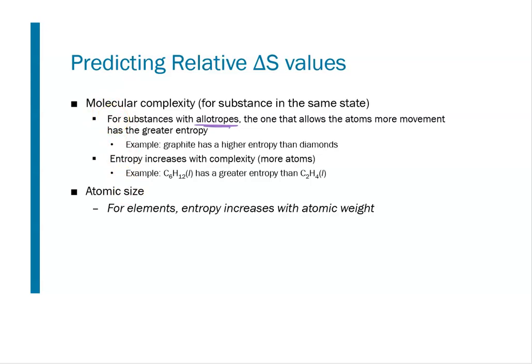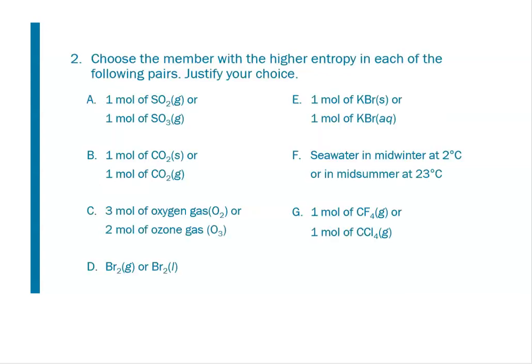For solutions, you look at whether it's a solid dissolved in a liquid, a gas dissolved in a solid or liquid, or a gas dissolved in a gas. So let's look at a couple of examples here. Choose the member with the higher entropy of each of the following pairs. Justify your choice. Here we have 1 mole of SO2 or 1 mole of SO3. Both of these are a gas, so that's not going to affect anything. It doesn't say anything about temperature, so we're going to assume that they're at the same temperature. So we look at molecular complexity. This has an extra oxygen, so this is going to be the higher entropy.